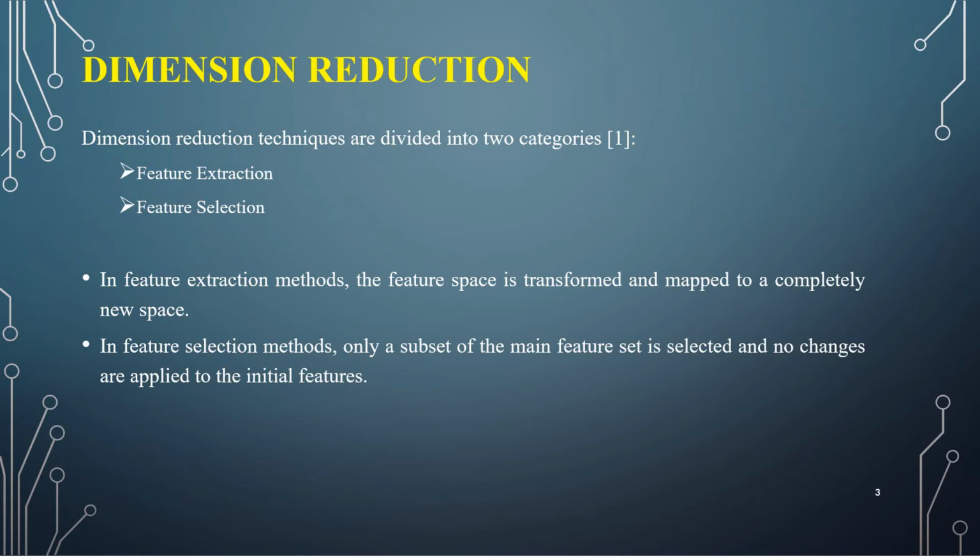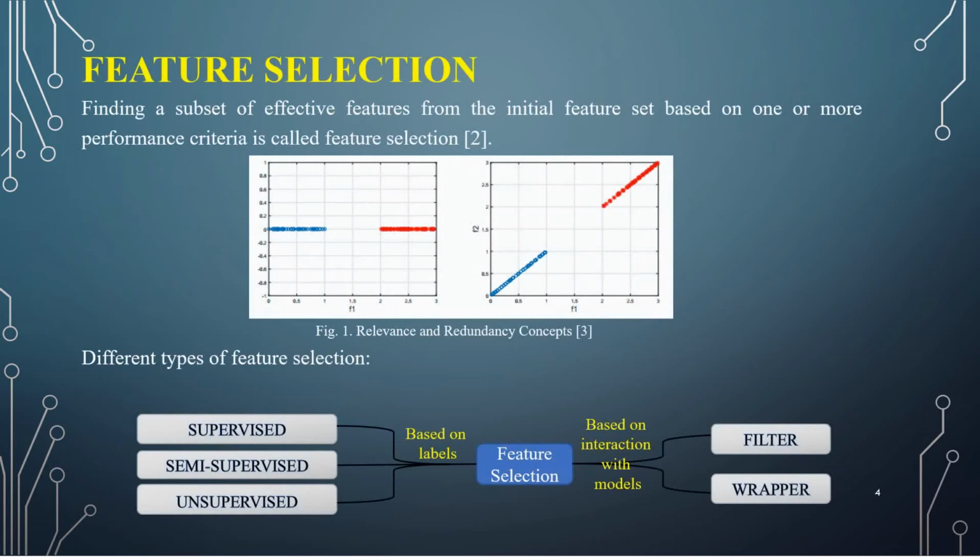to the initial features. So one of the advantages of feature selection is that since it doesn't change the feature space and keeps features in their original form, it allows more interpretation and readability for future analysis. Feature selection finds a subset of useful features from the initial set based on relevance and redundancy. You can see these two concepts in Figure 1.